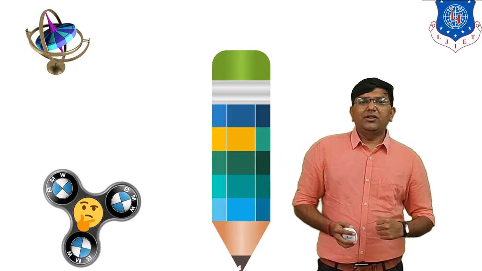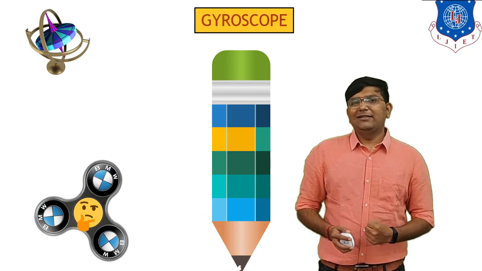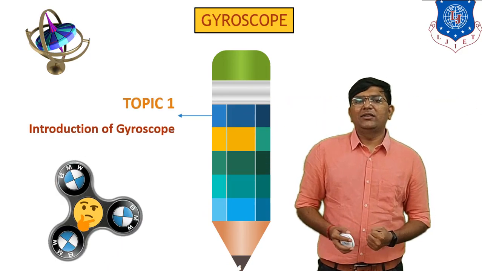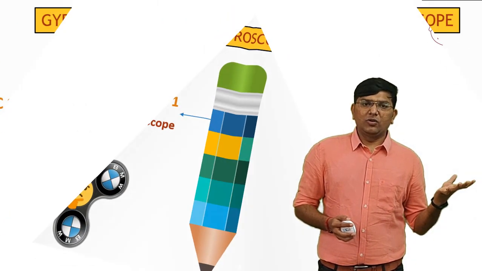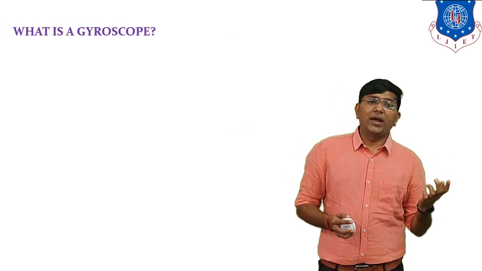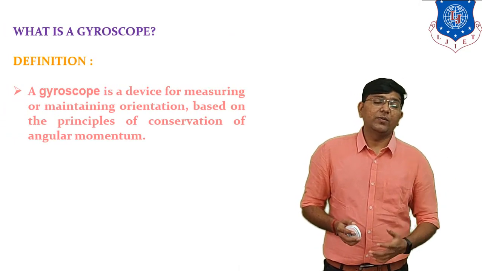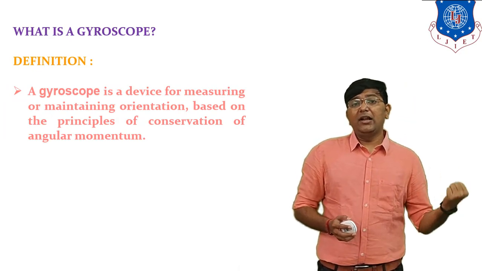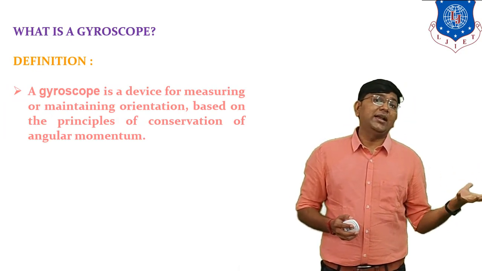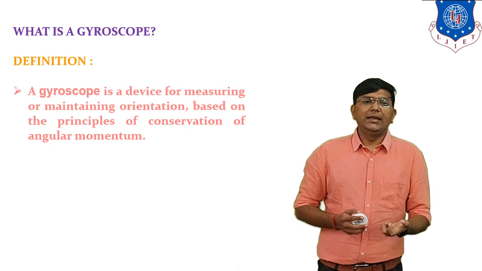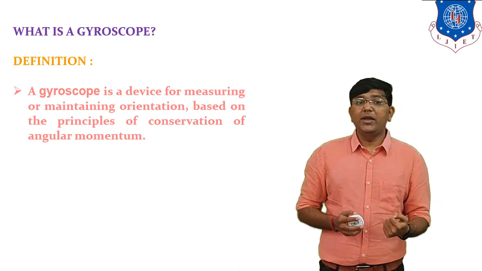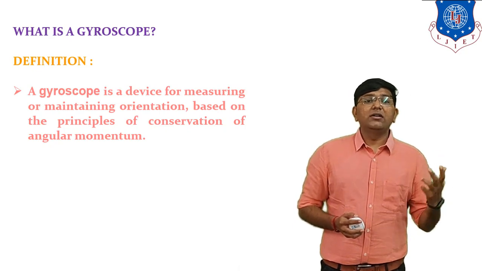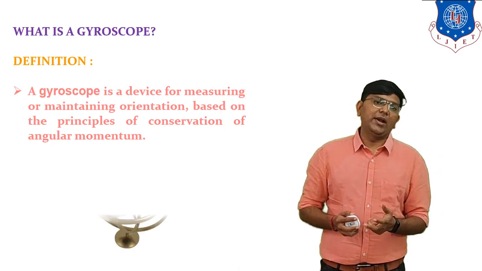So in today's session we start one interesting chapter, that is gyroscope. In today's session we give some basic introduction of gyroscope. So what is gyroscope, what is the function of gyroscope, and what is the application of gyroscope? Gyroscope is a mechanical device which is used to maintain the orientation of the body. Gyroscope is a device for measuring or maintaining orientation based on the principle of conservation of the angular momentum.